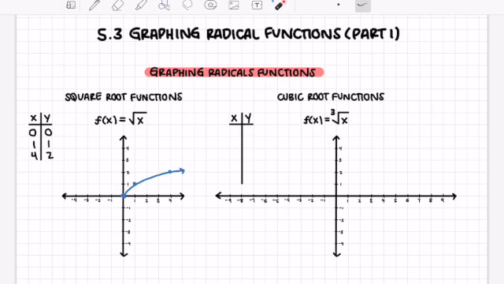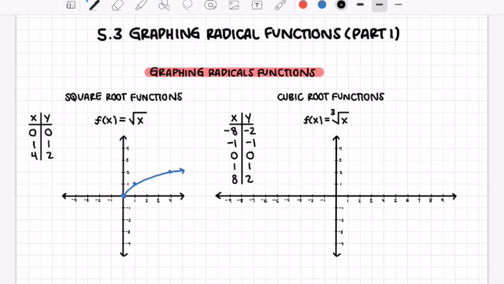For cubic root functions, it's a little different though. I can't just use certain numbers like 4, for example, because that doesn't work when it's cubic. So the main numbers that I like to use are -8, because that gives me -2; -1, that equals -1. Cubic root of 0 is just 0, cubic root of 1 is just 1, and then cubic root of 8 is, again, 2.